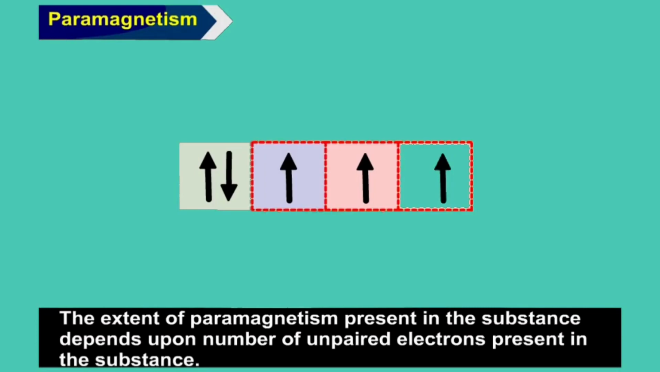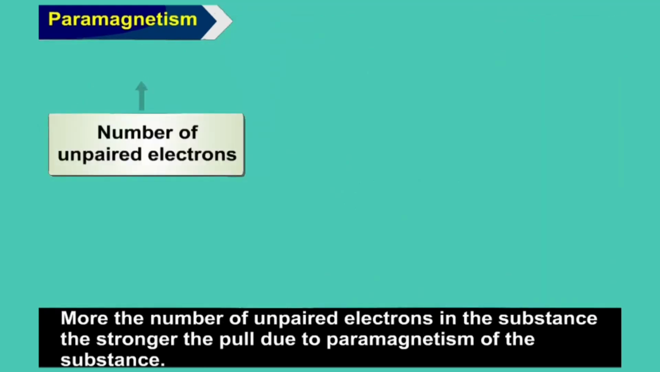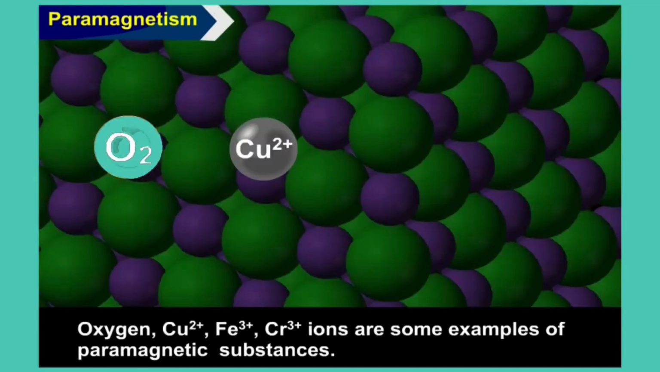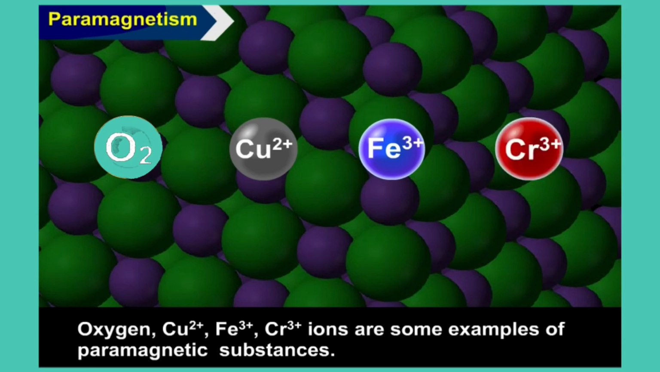The extent of paramagnetism present in the substance depends upon the number of unpaired electrons present in the substance. More the number of unpaired electrons in the substance, the stronger is the pull due to paramagnetism of the substance. Oxygen, Cu2+, Fe3+, Cr3+ ions are some examples of paramagnetic substances.